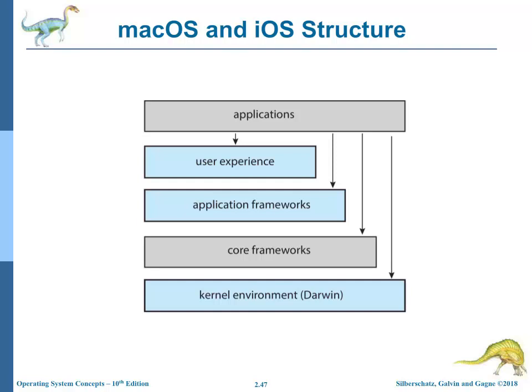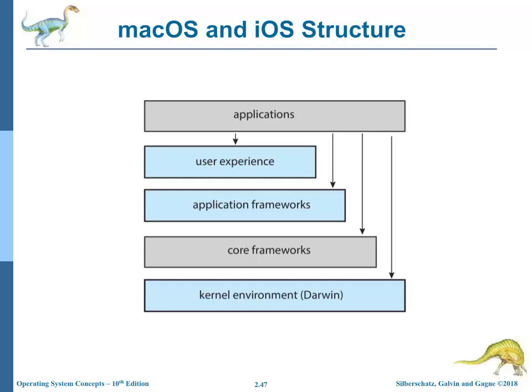The application frameworks layer includes the Cocoa and Cocoa Touch frameworks, which provide an API for the Objective-C and Swift programming languages. macOS uses Cocoa and iOS uses Cocoa Touch. Core frameworks: this layer defines frameworks that support graphics and media including QuickTime and OpenGL. Kernel environment: this environment, also known as Darwin, includes the Mach microkernel and the BSD Unix kernel.